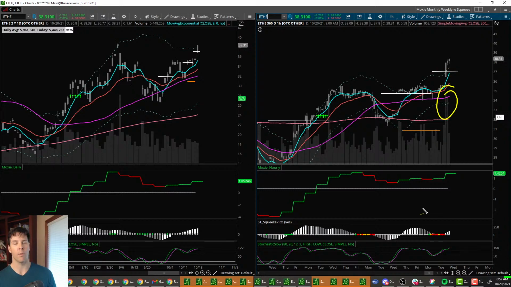You can see there was great volume. I'm sure that a lot of that was us. And then you can see that there was a nice block of volume through here as price was hanging out, going sideways. So great situations and moves for us in the Moxie room.